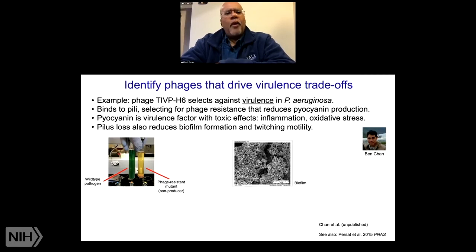And you might ask, well, why is that? That's due to a gene network that links up not only the production of the type 4 pilus, but also the production of pyocyanin in these bacteria. Now, pyocyanin is a very dangerous virulence factor. It has toxic effects, including inflammation and oxidative stress in human cells. So the pilus loss that these bacteria tend to undergo to solve the phage problem can also reduce their ability to form biofilms and to move about through twitching motility.